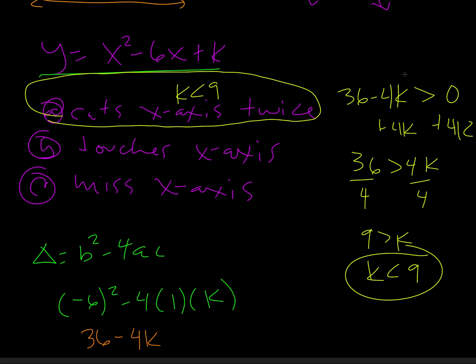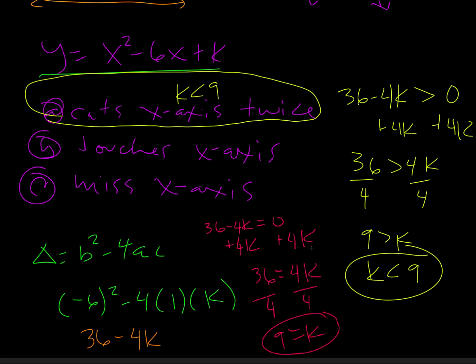Okay, now we go through the scenario where it just touches, so that's when it's equal to 0. And, you know, it's going to be related to this, but I'm just going to show you. So 36 minus 4k equals 0. Add 4k, add 4k. 36 equals 4k. Divide by 4, divide by 4. 9 equals k. All right, we're seeing kind of a pattern, right? So k equals 9. Now I want you to take a guess what you think the missing the x-axis is.